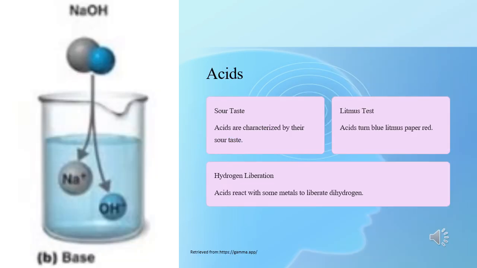Acids are substances that donate protons when dissolved in water, and they have a pH less than 7. As for properties, acids are characterized by their sour taste. Litmus test: acids turn blue litmus paper red. As for hydrogen liberation, acids react with some metals to liberate hydrogen. Acids have numerous applications from digestion to manufacturing, cleaning, and food preservation.